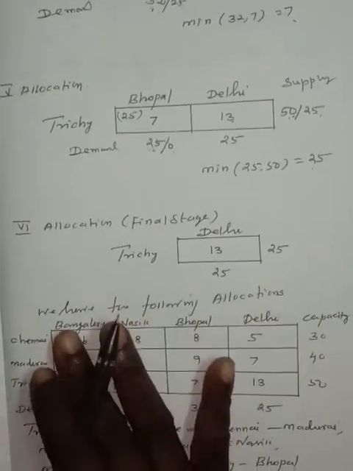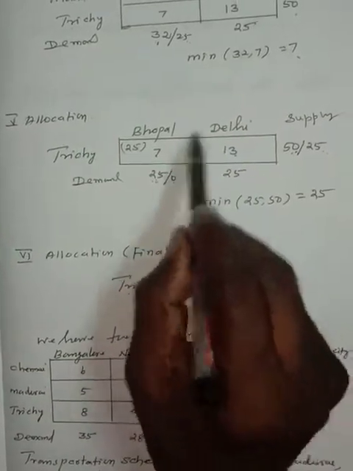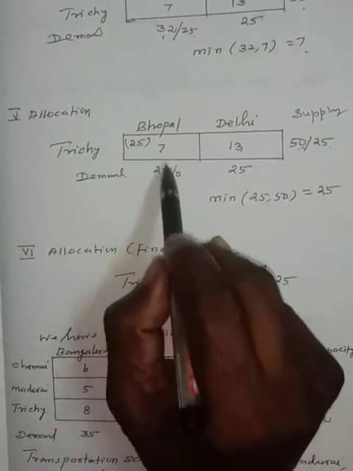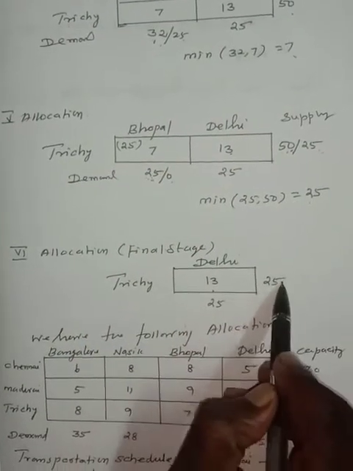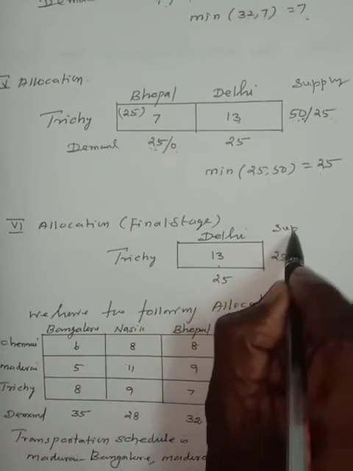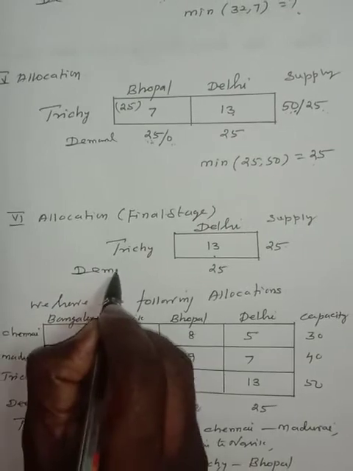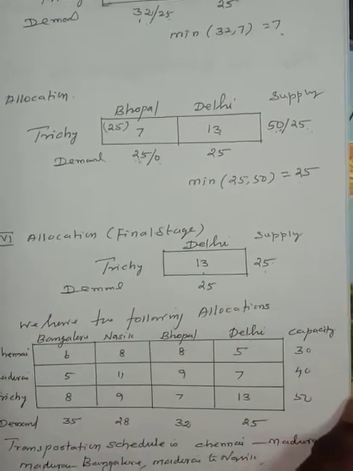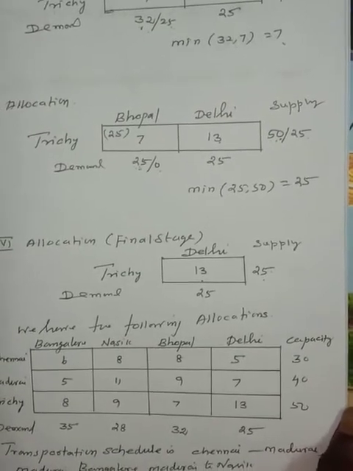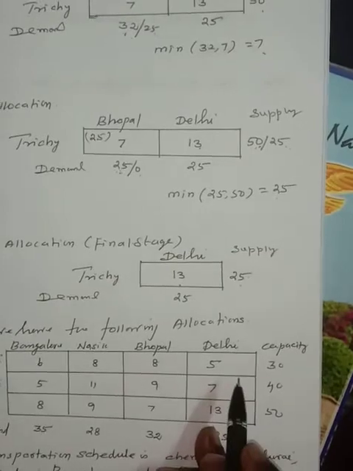Okay. Now sixth allocation, final stage. Only one column remains, delete the first column. We have to take the second column only. 13, supply 25, demand 25. Now 25, 25. We have to take the final chart.